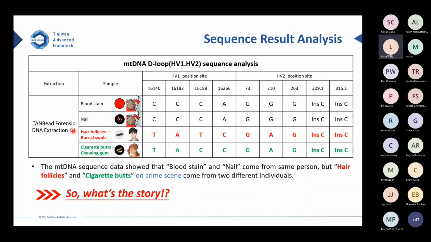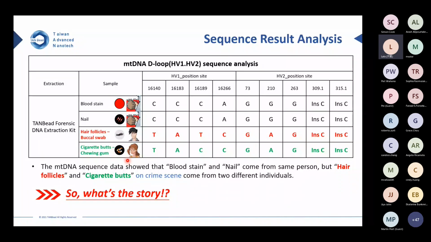Now, the hair follicles we found on the crime scene match the sequence of the buccal swab from one of the witnesses. So this witness, let's call him witness A, was present at the crime scene. The same goes for the cigarette butts, which match the sequence of the chewing gum from one of the witnesses. So here we have witness B also present at the crime scene.